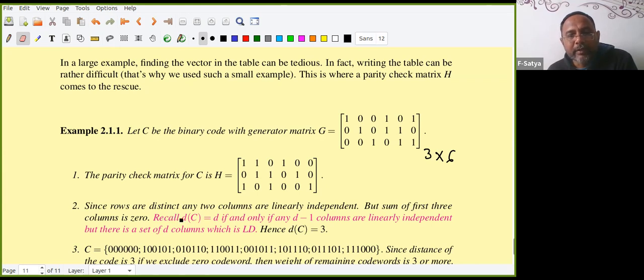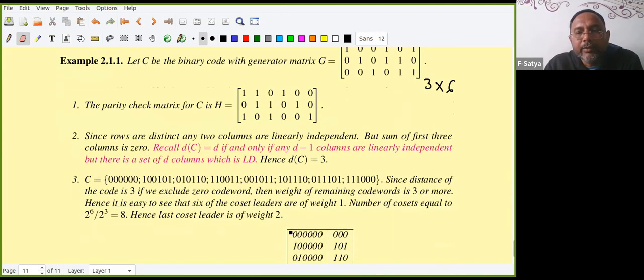I told you to recall, but it is not recall; I had not actually done it clearly. The distance of the code is D if and only if any D minus 1 columns are linearly independent, but there is a set of D columns that is linearly dependent. Here it is 3. So these are all the code words, total 8 are there.